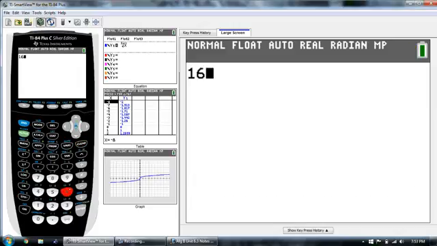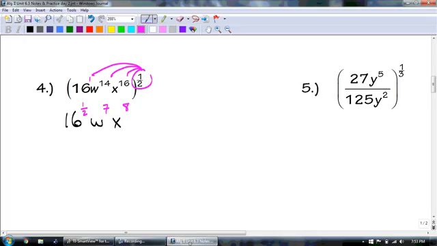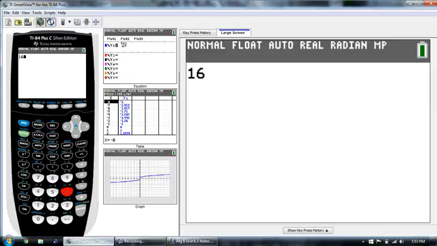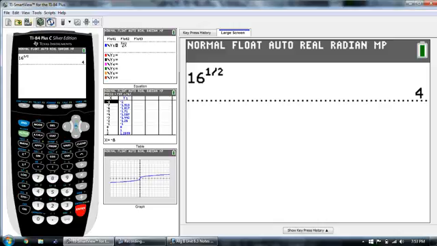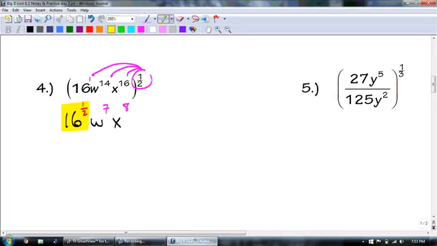Now, the one thing that we do want to figure out is what 16 to the 1/2 is. We're going to get real specific on how to do this later, but right now, just know that you can use your calculator and it'll tell you what to do. Okay, so 16 to the 1/2 is 4. So we have 4 w to the 7th x to the 8th.